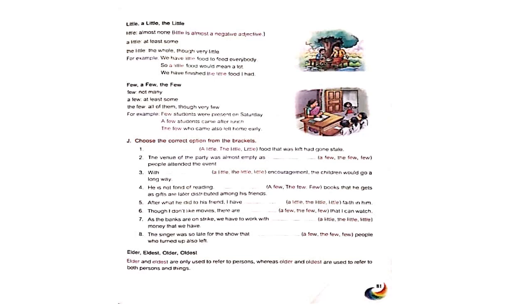If you go down there, we have elder, eldest, older, oldest. This is a very interesting topic. Elder and eldest are only used to refer to a person, whereas older and oldest are used to refer to both person and thing. So in order to understand that, let us look at the examples.